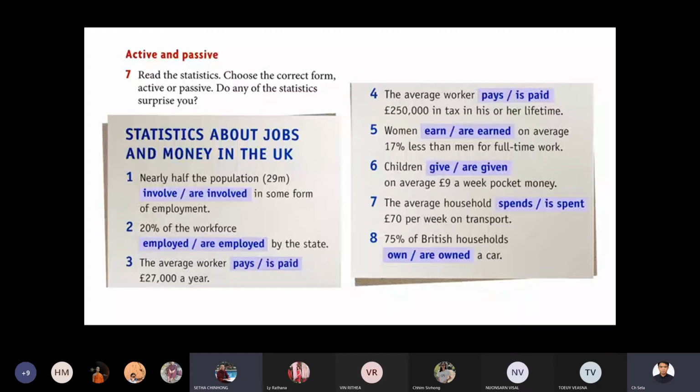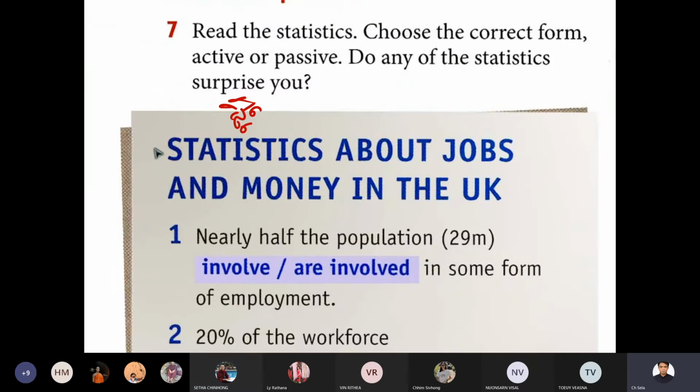What page is it here? 17. 17, right. Okay, active and passive. Read the statistics. Choose the correct forms, active or passive. Do any of the statistics surprise you? So statistic here. Yeah, you can see, right? I already translated for you in Khmer, in case you don't know, you can see here.